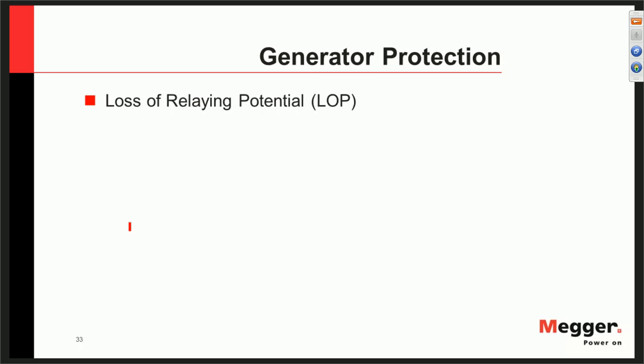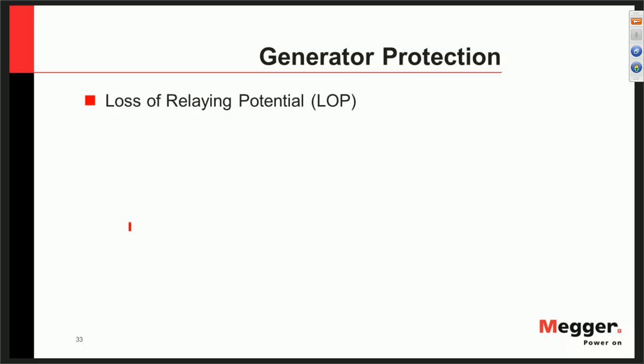We have covered transformer differential, and we have covered current unbalance in motor and generator. Now let's talk about generator protection and the loss of relaying potential function in a generator. Most of the generators have loss of relaying potential protection. The idea behind employing loss of relaying potential is that it detects the blowing of fuses connected in the PT secondary.